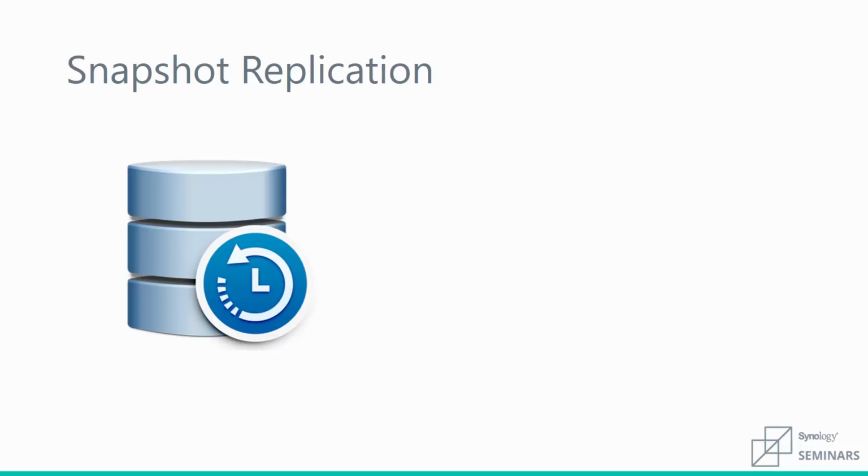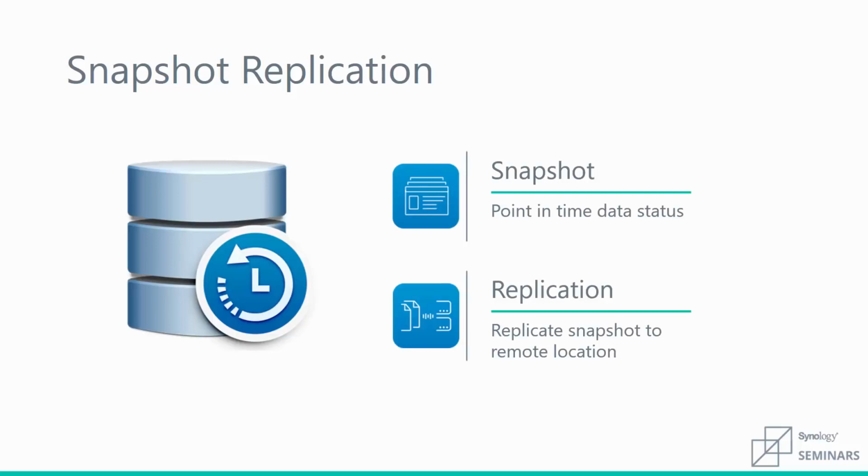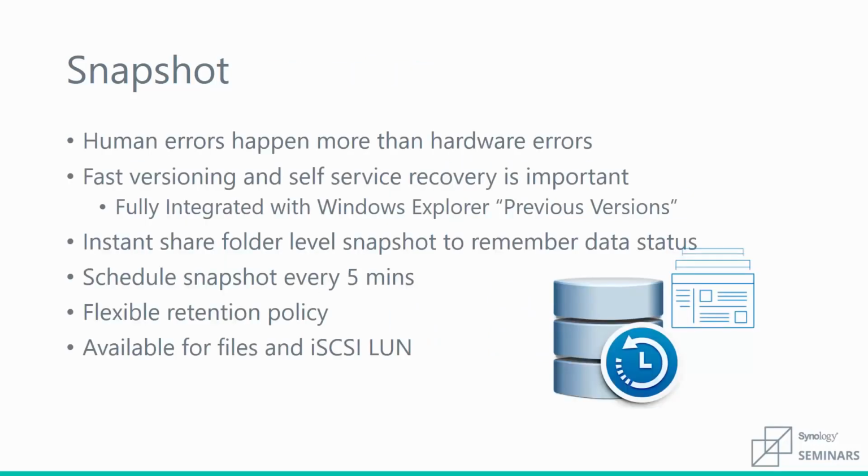We like to think of this as split into two separate sections, Snapshot and Replication. Snapshots allow for the point-in-time data status, while the replication is replicating those snapshots to a remote NAS. We're going to start and talk about the snapshot section. As many of us already know, human errors are far more common than hardware errors. And because of this, fast versioning and self-service recovery is extremely important. Snapshots are fully integrated with Windows Explorer, so your end users can easily restore files themselves.